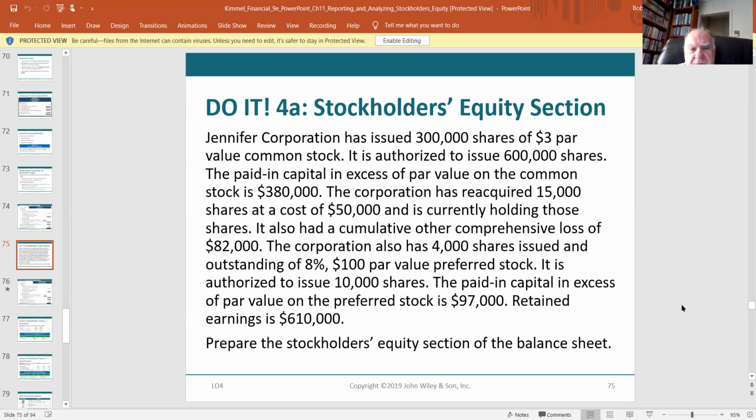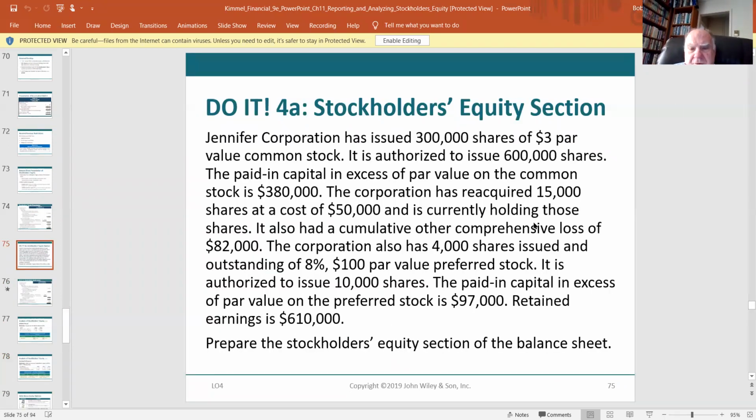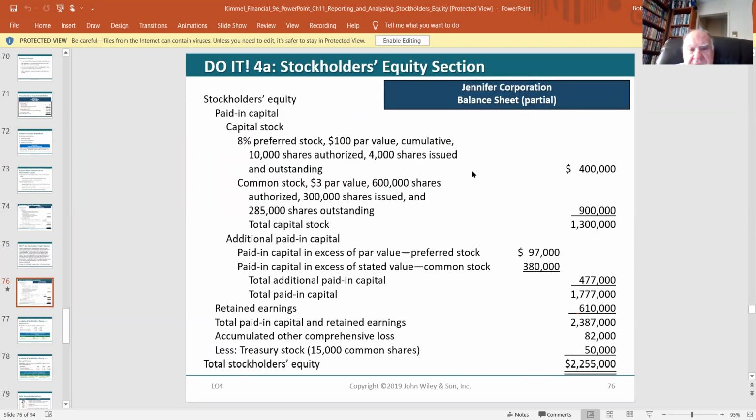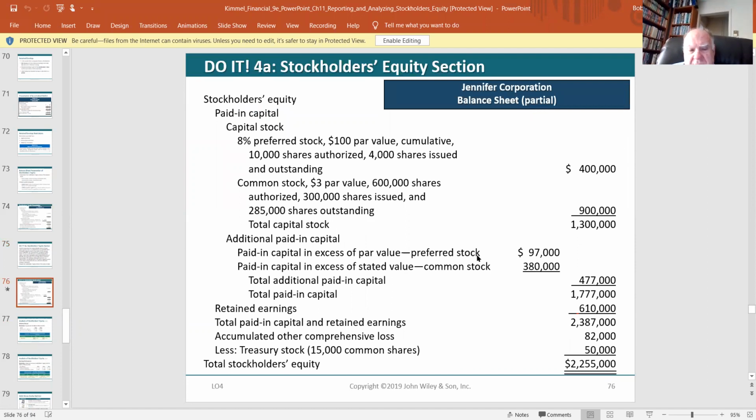They issued 300,000 shares of $3 common stock. 300,000 shares times 3. There's our 900. The preferred stock, 4,000, 8% preferred. It gave out 10,000 shares. They issued 4,000. 4,000 times $100 par value, 400,000. So we know where these numbers are coming from. The paid-in capital in excess of par on the common stock is 380. And they acquired 15,000 shares into treasury stock. So there's your 380. There's your 15,000 shares of treasury stock. So being very familiar with this template, I think would be quite helpful on the test, Derek. I could see a lot of multiple choices coming in and out of this thing.